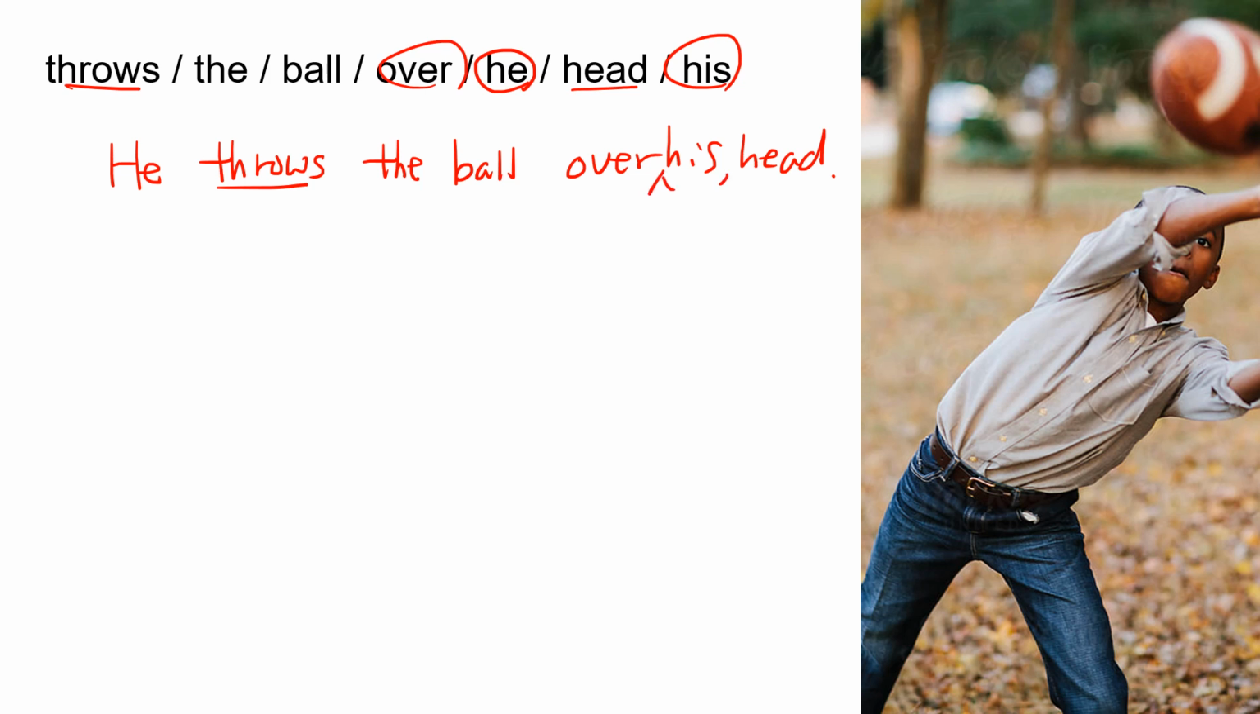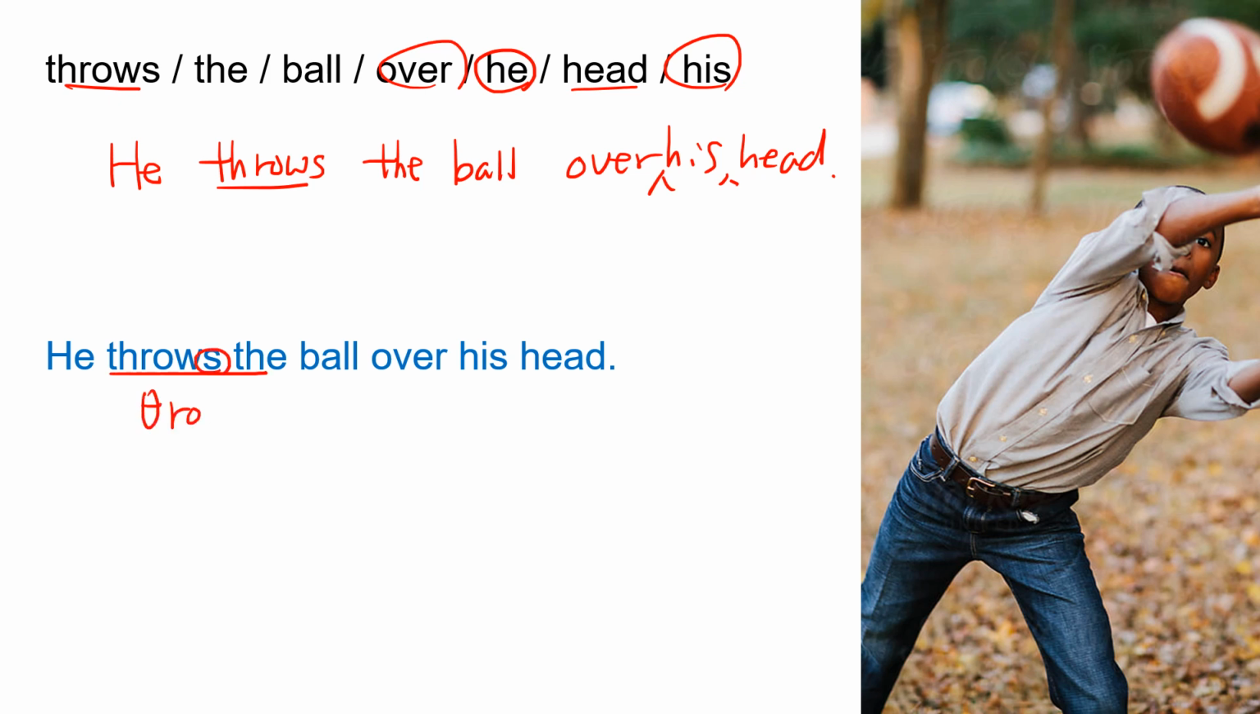I'm sorry, let's put a space here. He throws the ball over his head. And then throws the ball. So in order to pronounce this, say throw and throws. This sounds like Z. Throws the ball over his head. Over his head. So here, his, the H is silent. He throws the ball over his head.